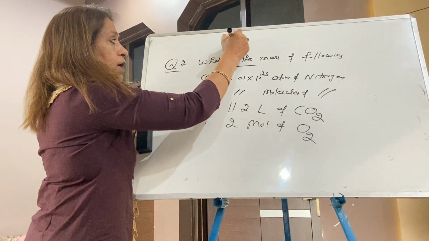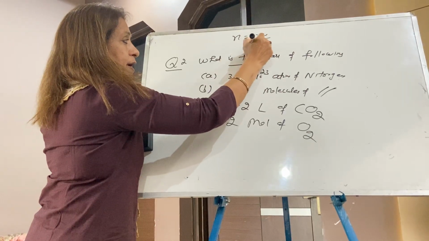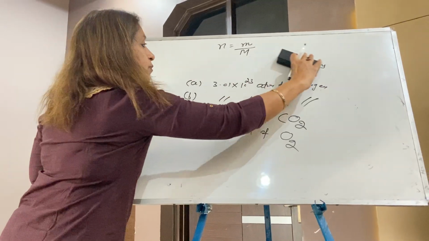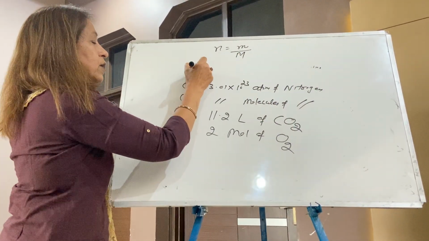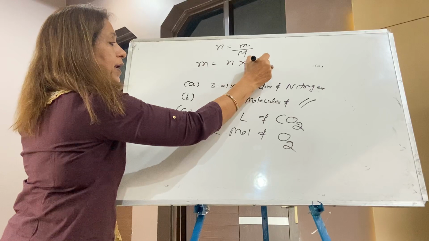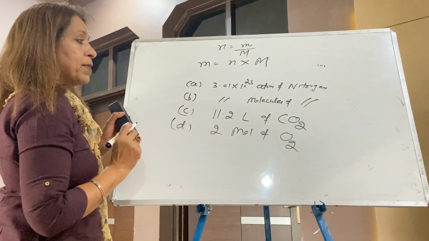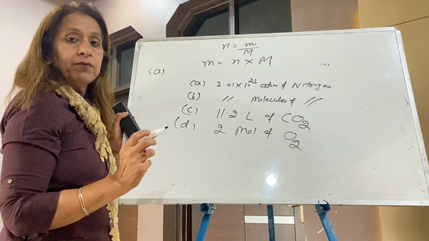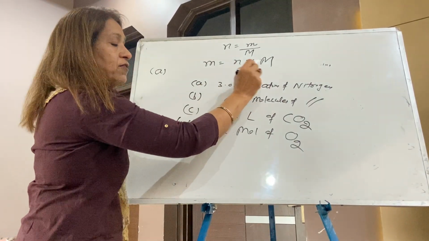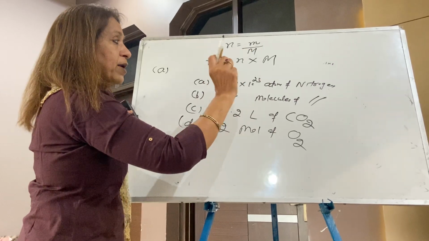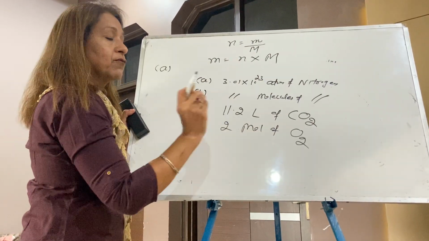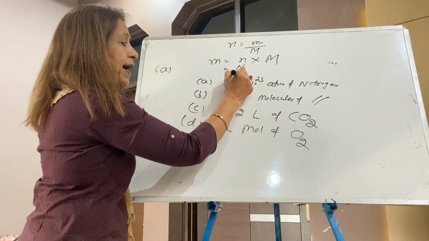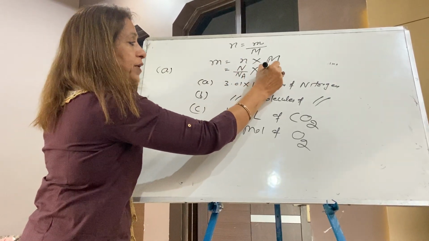Second formula, n is equal to small m by capital M, and small m is equal to n into capital M, right? Now my question number, A part, write down A. They are asking about atom, and in this formula there is not even a single formula that carries the word atom. What you will do, n is equal to capital N divided by Avogadro's number into capital M.